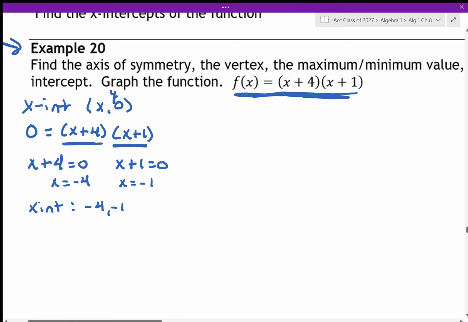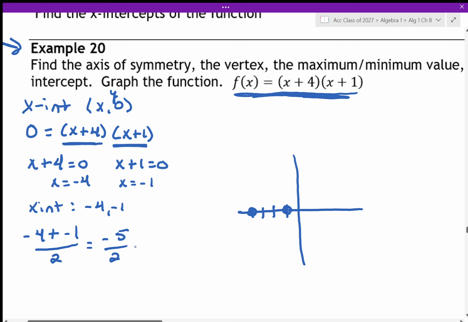Back down here, we got our x-intercepts, and we could go ahead and graph that if we wanted to, just our x-intercepts. Negative 1, and then 2, 3, 4. Now we really want our vertex here, and our vertex will happen halfway between them. That's going to be negative 4 plus negative 1 divided by 2. That's going to give me negative 5 over 2, which we'll go ahead and say is negative 2.5.